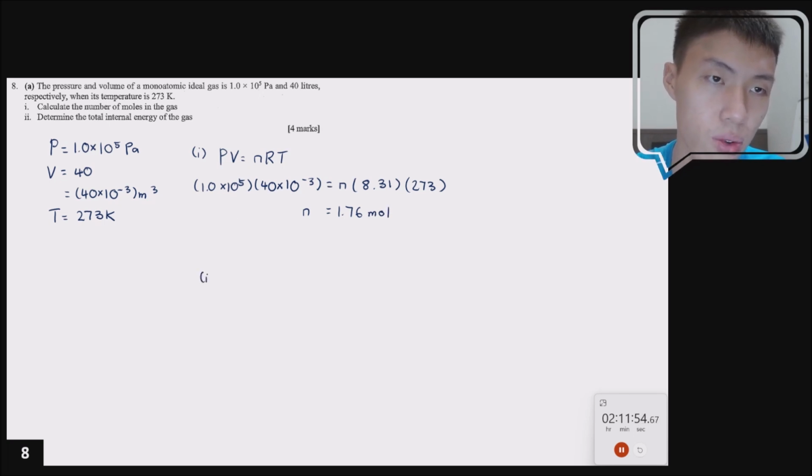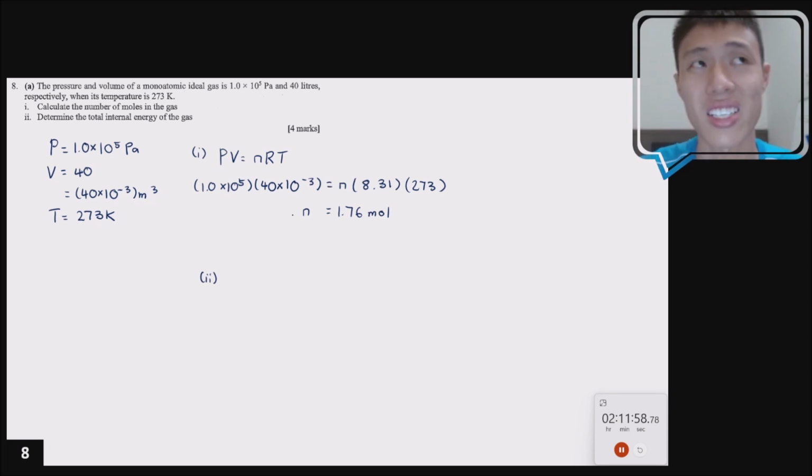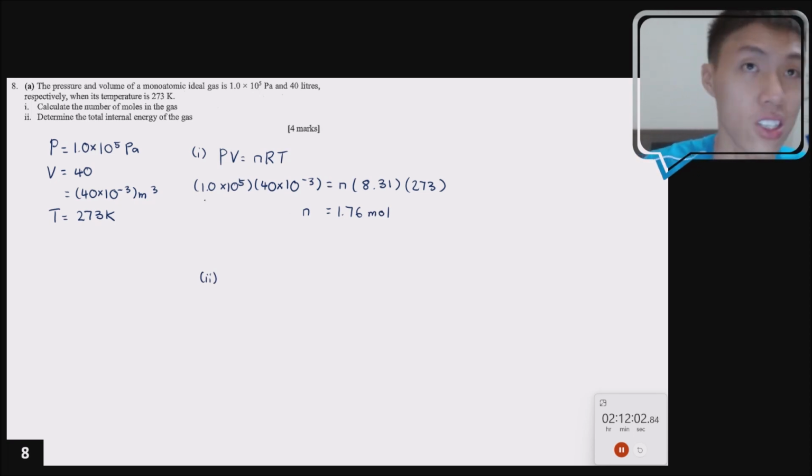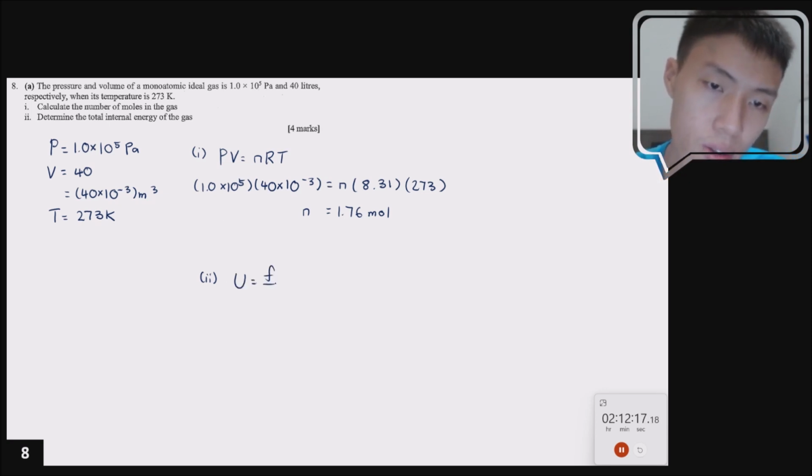Next, they ask for the total internal energy of the gas. Total internal. I think it's just called internal. Don't need the total, because you cannot count internal energy for one gas molecule. One gas molecule doesn't have any internal energy. For internal energy, it must be for the whole system. So I think the total is a bit redundant here. U equals f over 2 nRT, right?